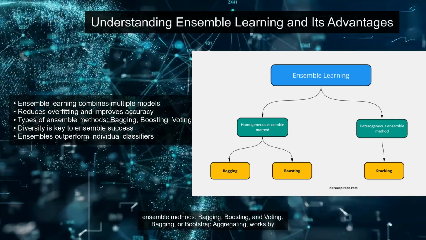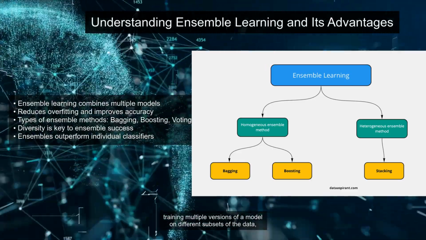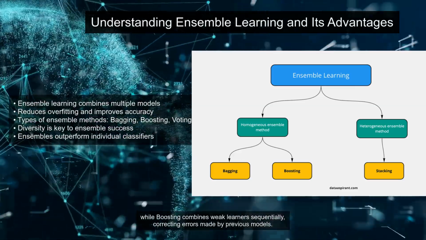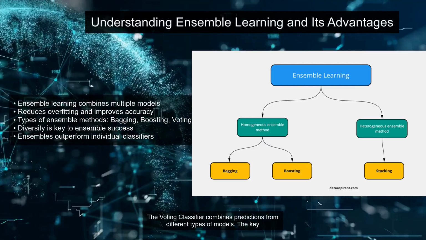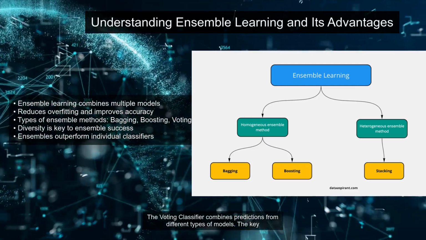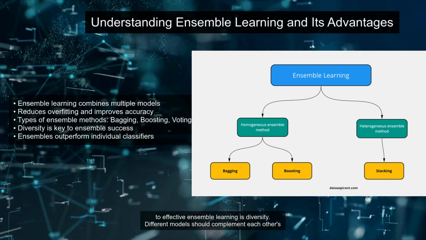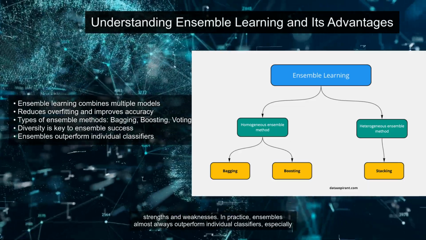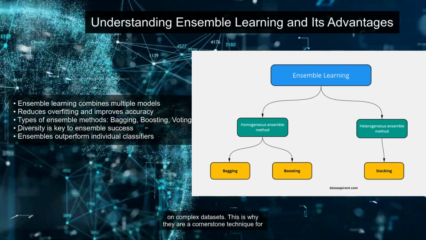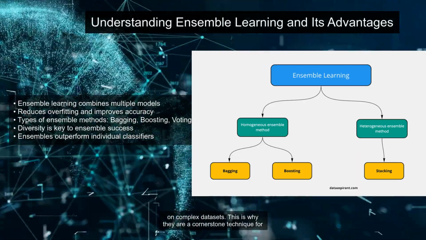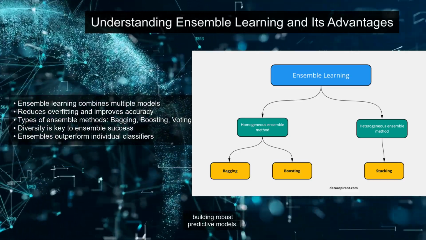Bagging, or bootstrap aggregating, works by training multiple versions of a model on different subsets of the data, while boosting combines weak learners sequentially, correcting errors made by previous models. The voting classifier combines predictions from different types of models. The key to effective ensemble learning is diversity. Different models should complement each other's strengths and weaknesses. In practice, ensembles almost always outperform individual classifiers, especially on complex datasets. This is why they are a cornerstone technique for building robust predictive models.